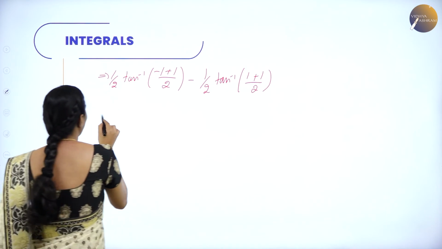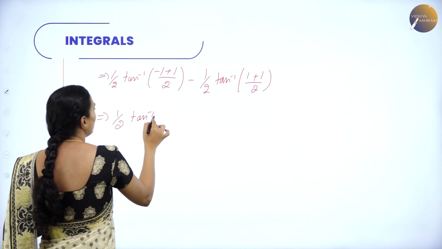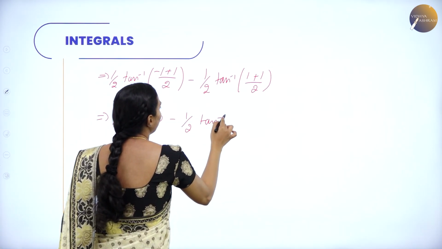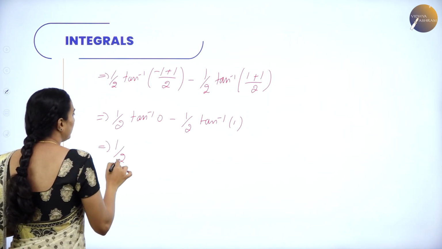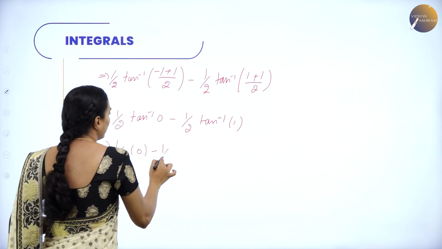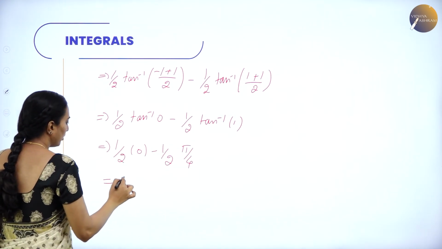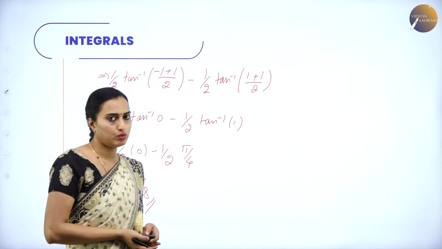Now you have 1 by 2 into tan inverse of 0, since 0 by anything is 0, minus 1 by 2 into tan inverse of 2 by 2, which is nothing but 1. Which implies 1 by 2 into 0 minus 1 by 2 into pi by 4. So therefore the answer you are going to get is minus pi by 8. And this is your answer for this question.